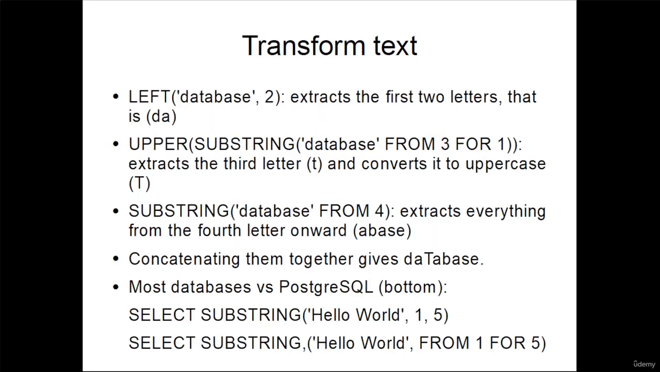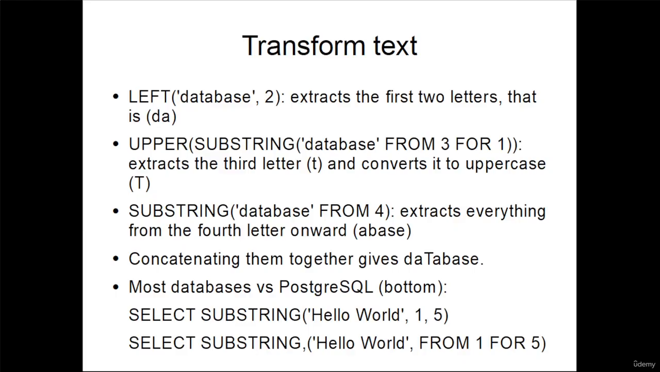Back to our statement to capitalize the third letter with Postgres. You can see the query in the previous slide. Select left('database', 2) || upper(substring('database' from 3 for 1)) || substring('database' from 4) as result. We have the word database. And let us see what happens with it.